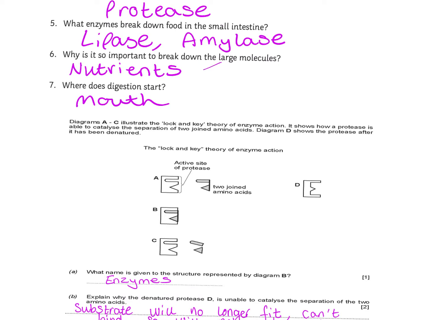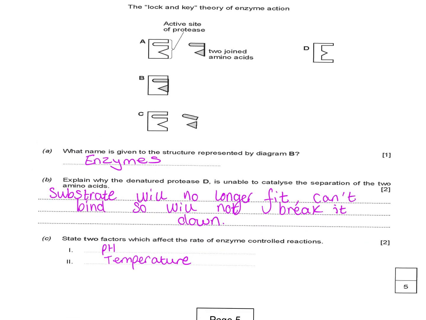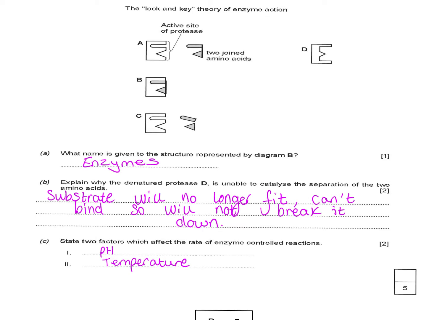Why is it important to break down large molecules to form nutrients? Okay. Nutrients for growth, repair, respiration, and so on. Where does digestion start? In the mouth, when you mechanically break down your food. What name is given to the structure represented by B? That's enzymes. Explain why denatured protein D is unable to catalyze and separate the 2 amino acids. Substrate will no longer fit. If you look at that there, it will no longer fit in there, so it will not break down. 2 factors that control enzyme reaction: pH and temperature.